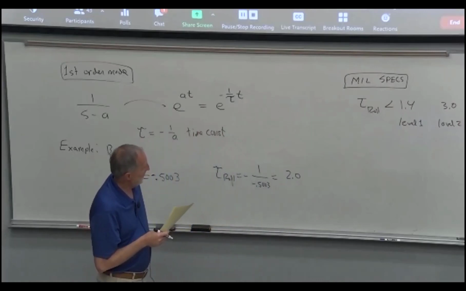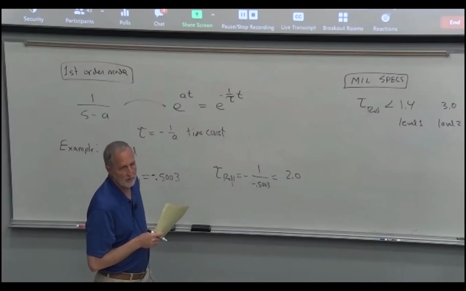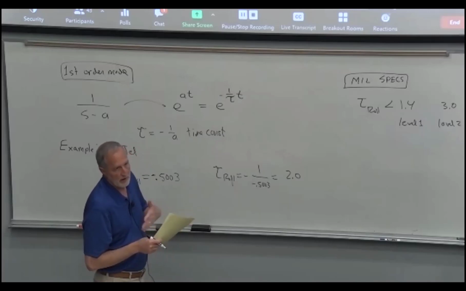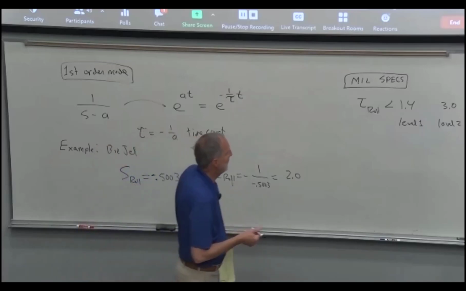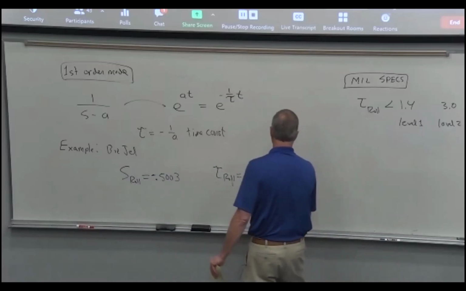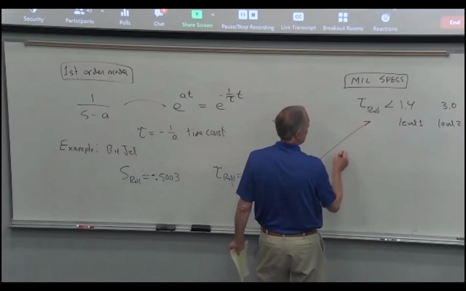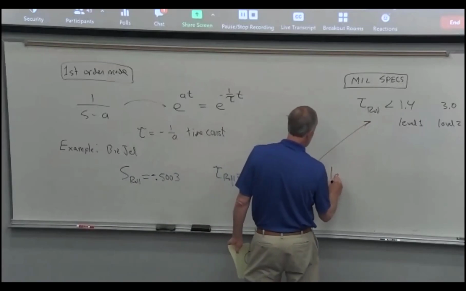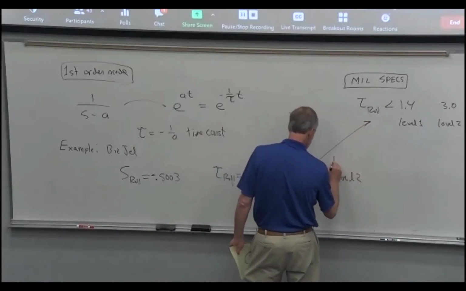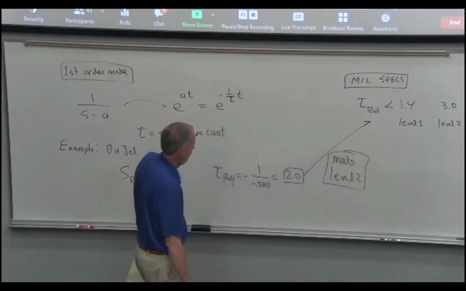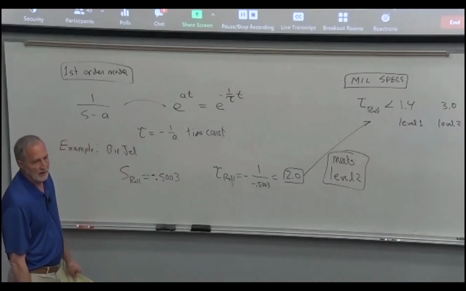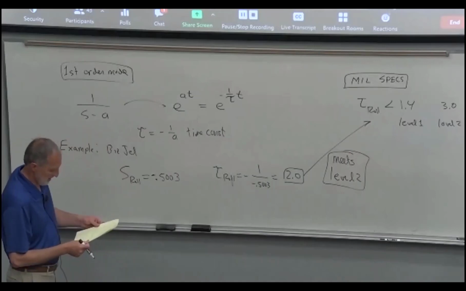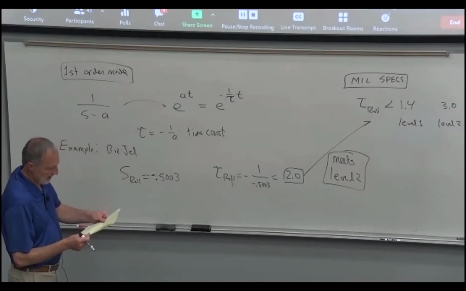And the military specs are applied to general aviation aircraft, but they're usually relaxed because the military wants their airplanes to be super responsive and well damped, whereas for business jets, it's usually relaxed. And so what we do is we look at this time constant and we compare it to the specs, and we would say, well, this meets level 2, because 2 is less than 3.0. And for a biz jet, that's just fine. So that's the kind of analysis you do.